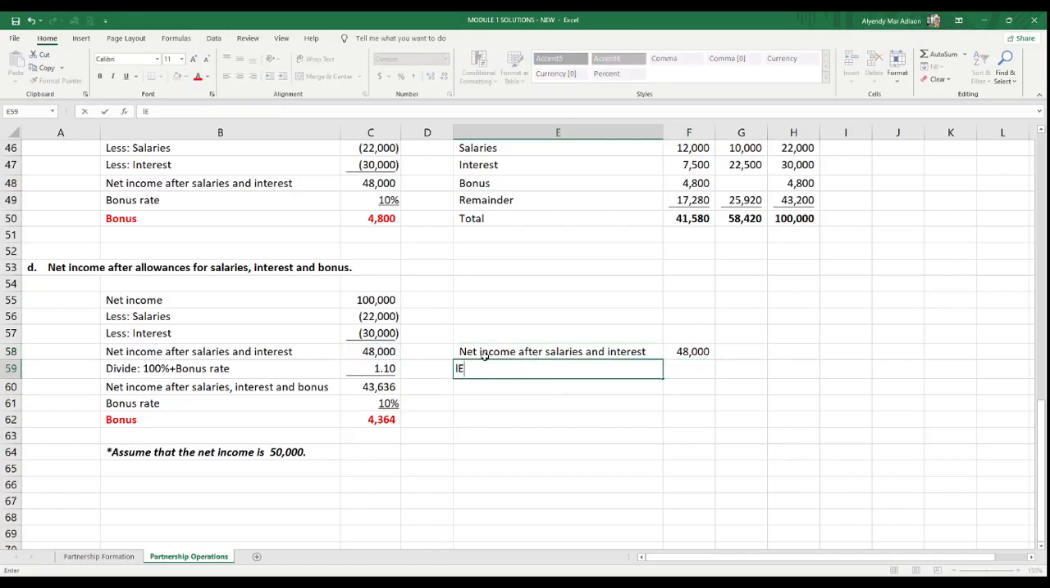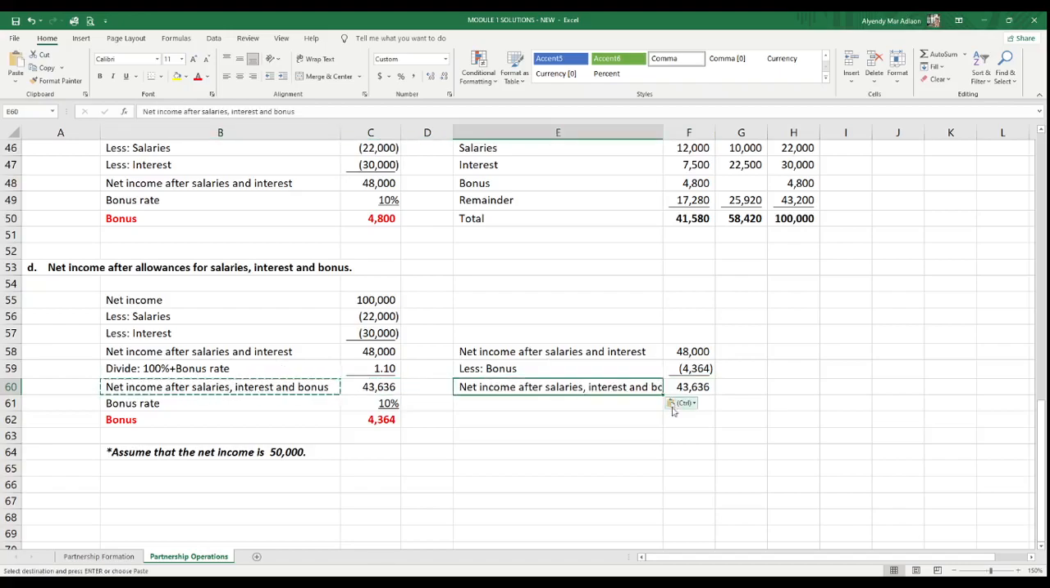Now, if we are going to deduct the bonus, so less the bonus that we got, which is 4,364, so 48,000 minus 4,364, we still get the answer 43,636. Right? It's the same. But we cannot do it that way initially in solving, because we would first have to find the 4,364 before we can do it. That's why we do not do this.